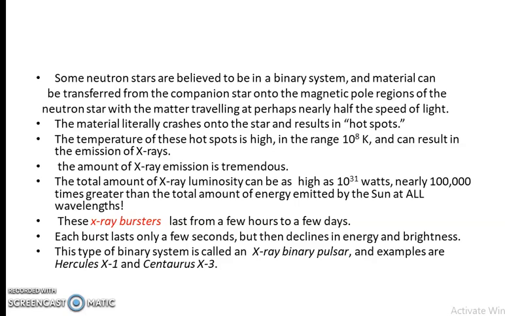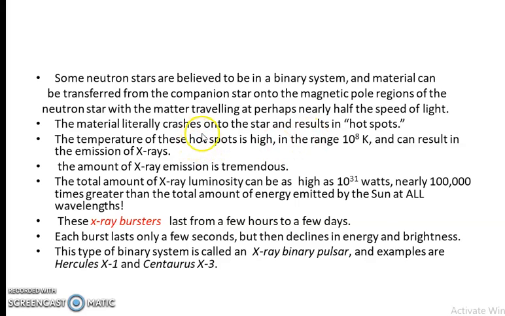These are the two properties of a neutron star, its rotation and its magnetic field. The magnetic field is high and the number of rotations per second is also high. And some neutron stars are believed to be in a binary system. So, neutron stars are dense, so the materials can be transferred from the companion star onto the magnetic poles regions of the neutron star. And this matter is traveling nearly half the velocity of light.